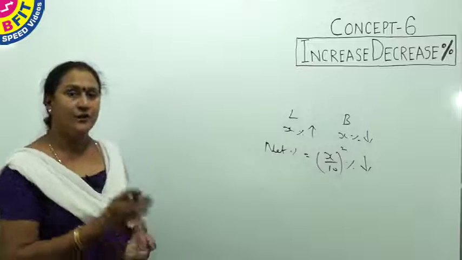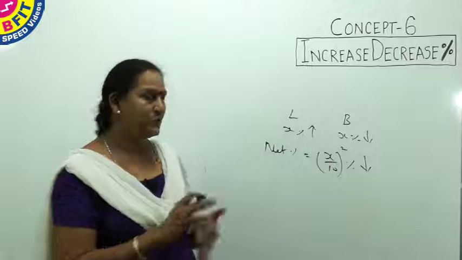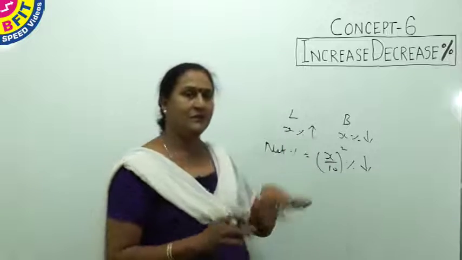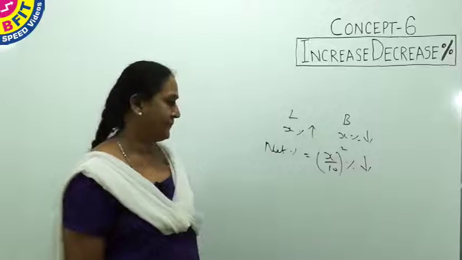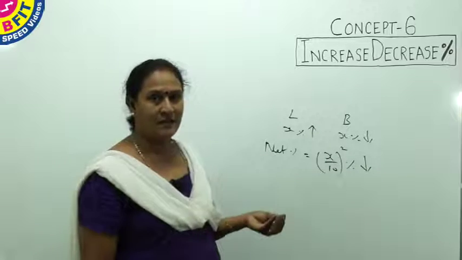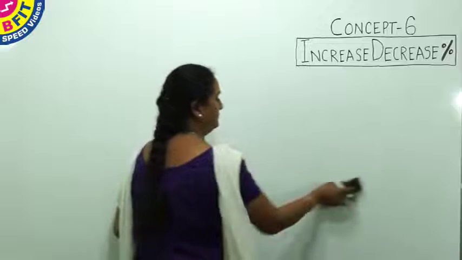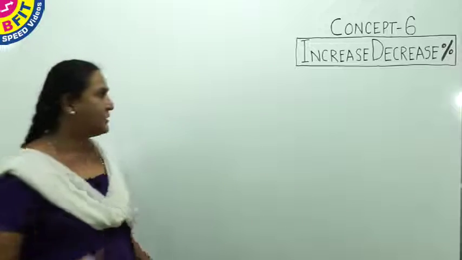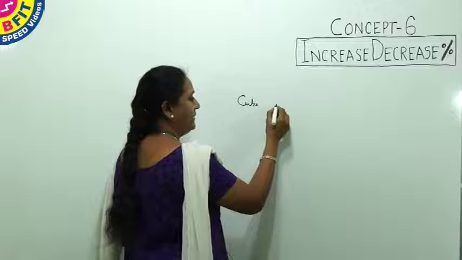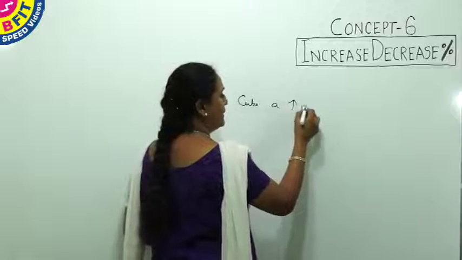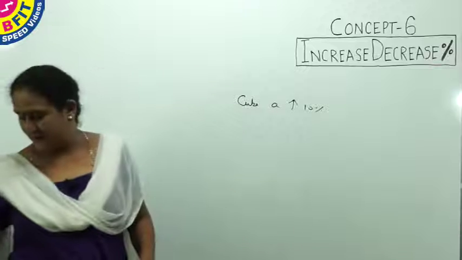So we have discussed about both increases, both decrease, or one increase, one decrease, and increase and decrease for a same percentage. Now we'll apply in a question and work out. So we'll see a simple example. Say there is a cube where its side is increased by 10%.